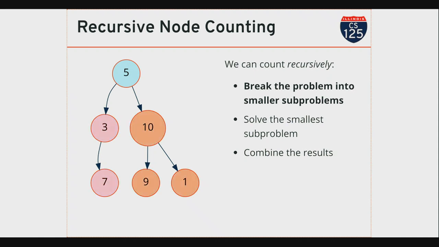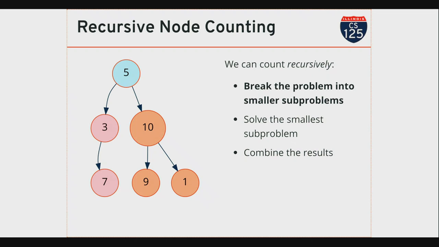Well, here's a proposal. Given any node in the tree, the size of the tree rooted at that node is 1, since I need to count that node, plus the number of nodes in the left subtree of that node, which could be 0, plus the number of nodes in the right subtree.